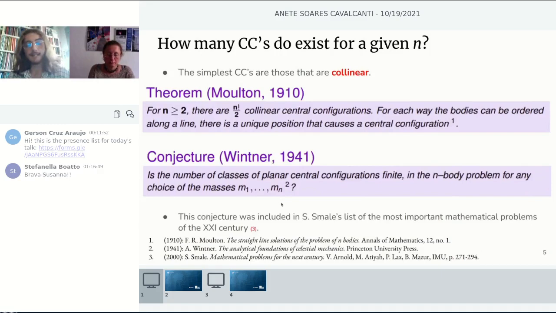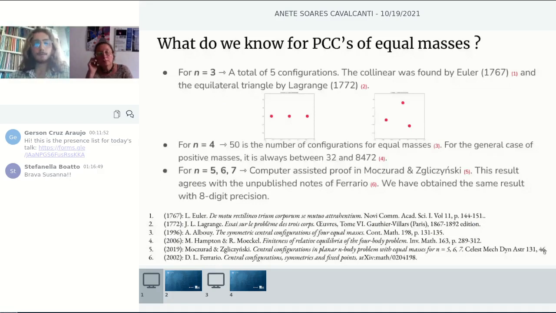This conjecture is still open, and it recently was included in Smale's list of the most important mathematical problems for this century. And if we go to the planar case and of equal masses, that will be mainly what we will talk about in here.